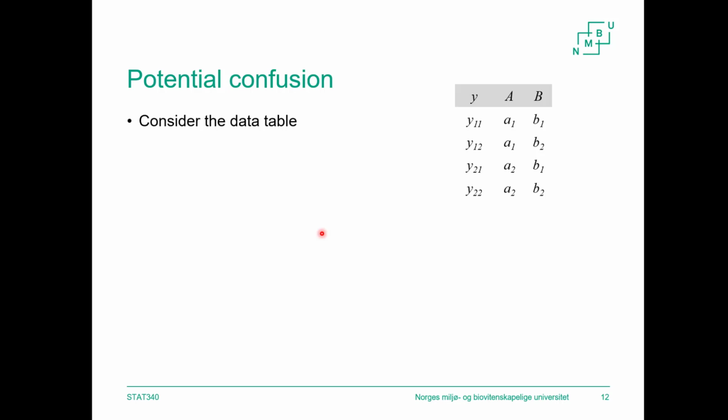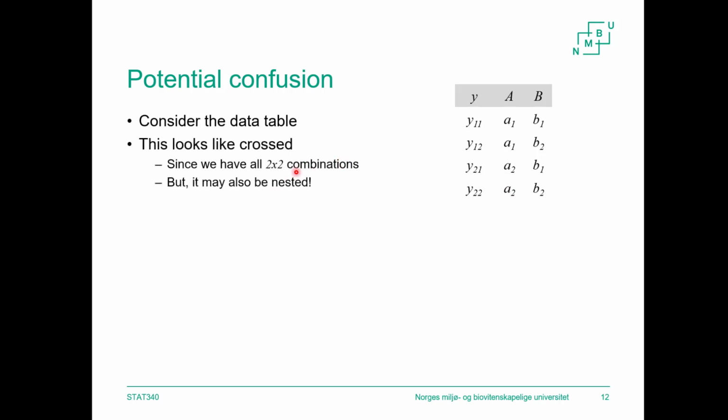Consider this data table here, where we have some response, okay, and we have two factors, A and B. Notice the levels here. This one has 2 levels. This one has also 2 levels. And by looking at this data set now, it looks like this is a crossed data set, right? Since we have A1, B1, A1, B2, then A2, B1, A2, B2. We have all the 4 combinations in our data set, right?